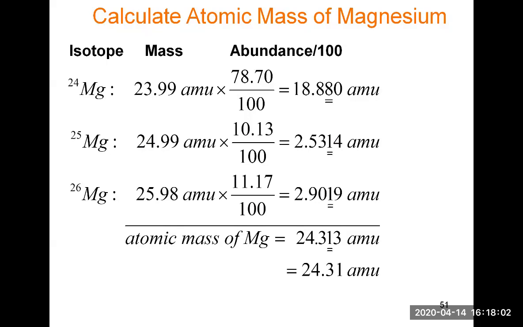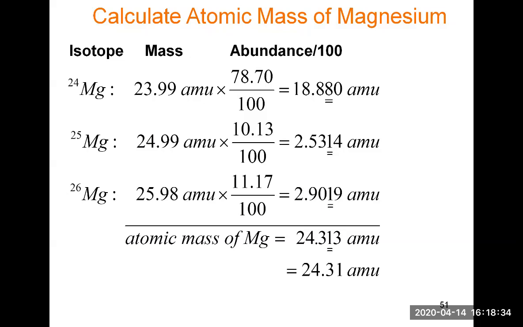So when you add them together, now that you add, you need to keep the least number of decimal places. And the least number of decimal places is 2 from the magnesium-24. You add those contributions together and you obtain 24.31 when you round to 2 decimal places.